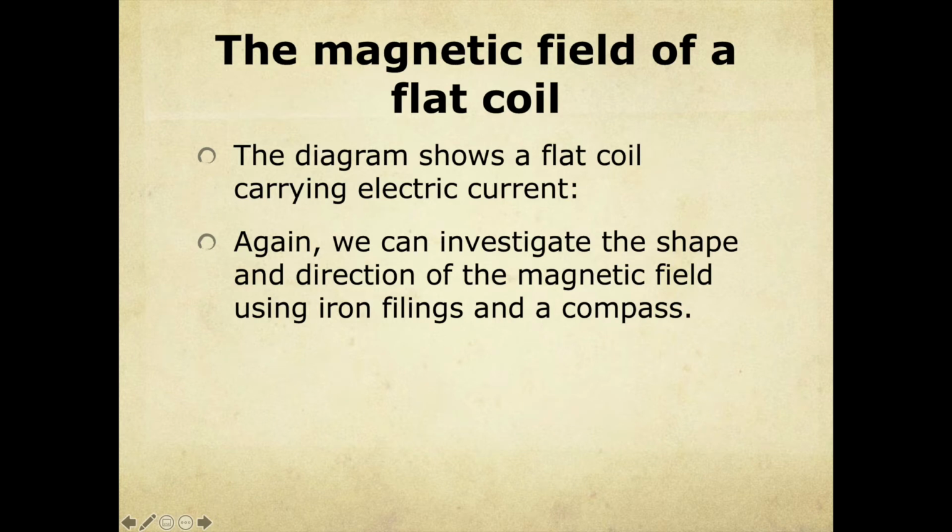In this next part, we're going to look at what the magnetic field is in a flat coil when you have a current running through it. The diagram we're going to look at next will indicate that, and we're going to look at a few different pieces that go along with that.